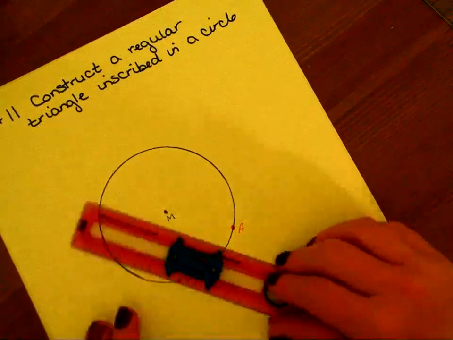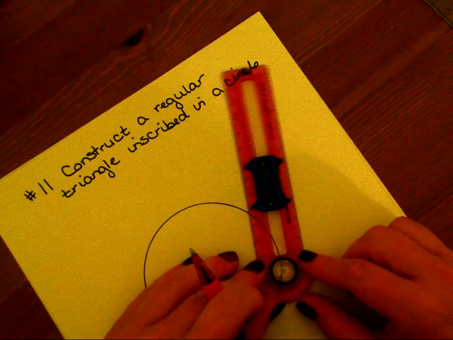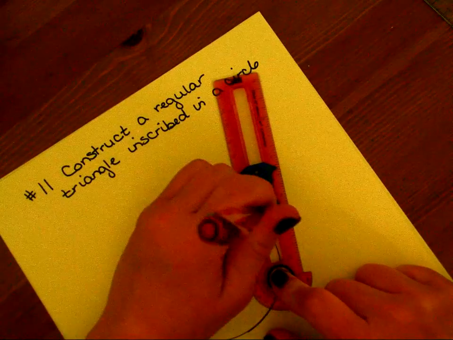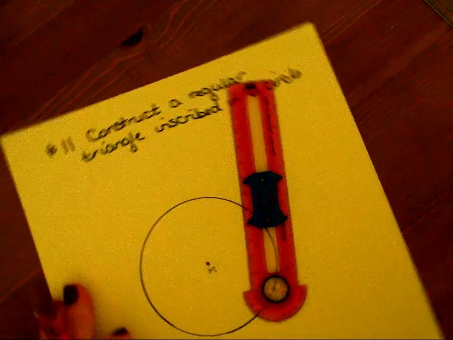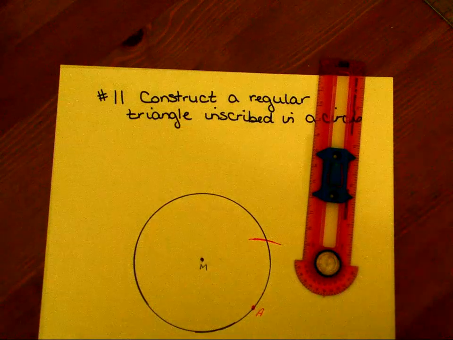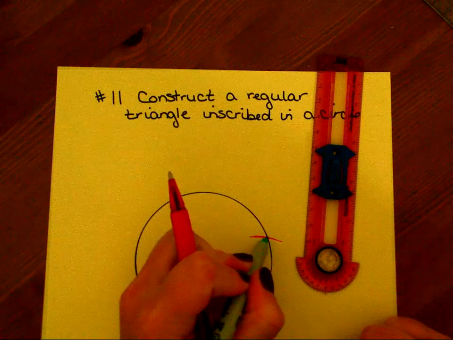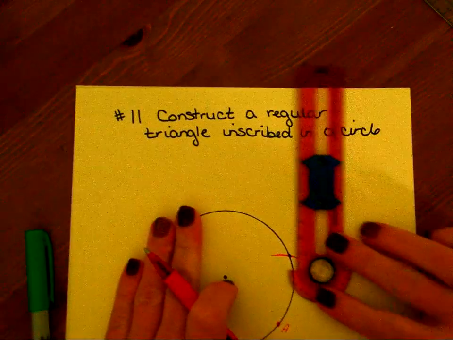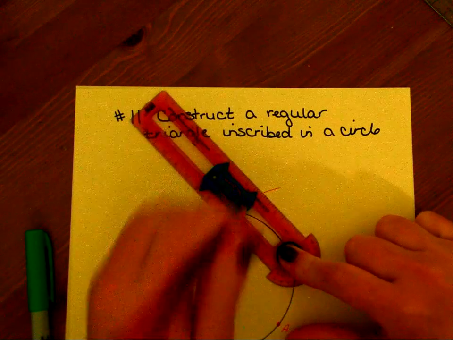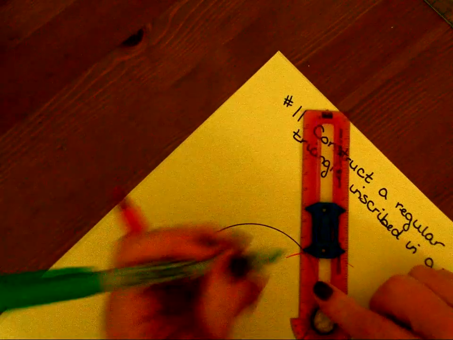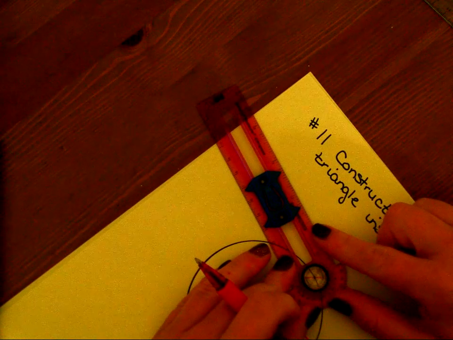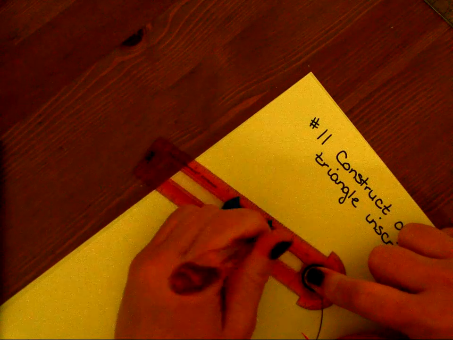So again, I did not change the measurements on my compass. I'm going to put that right down on point A, and I'm going to come up here and make a swipe on my circle. I'm then going to move right along to where that swipe intersected with the circle. I'm now going to move my compass to that spot, again not changing the measurement. Again, I'm working my way right around the circle.